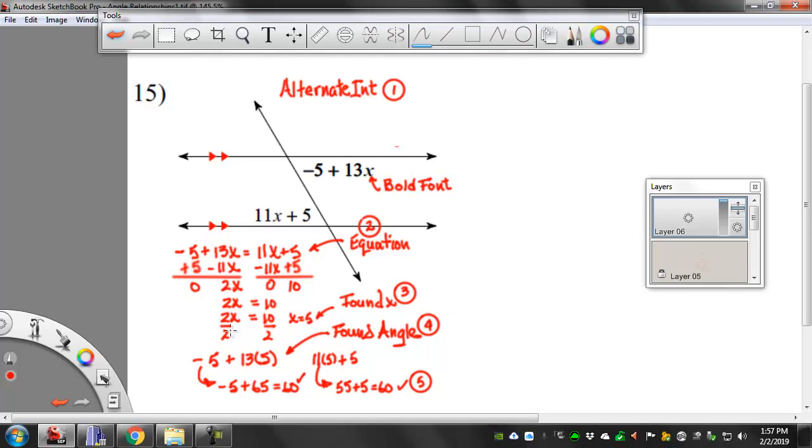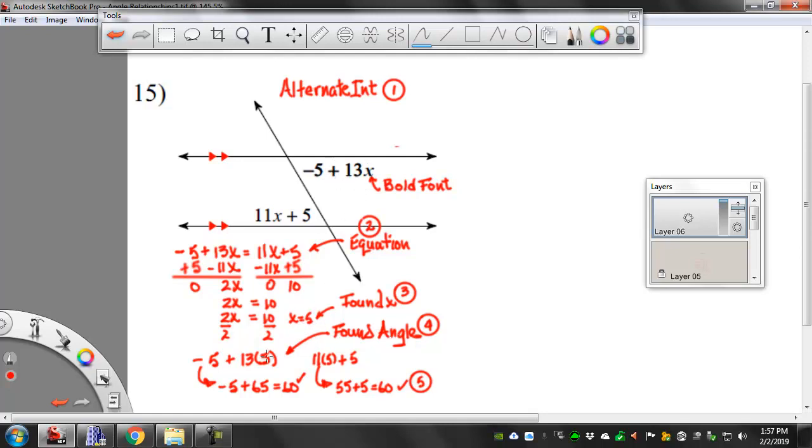Now for the next step, I divide each side by 2. 2 over 2 gives me 1x. That's what I want, is 1x. And then I divide 10 by 2 and I get 5. So now I found my x for step 3. X equals 5. Now I have to find the bold-faced angle.